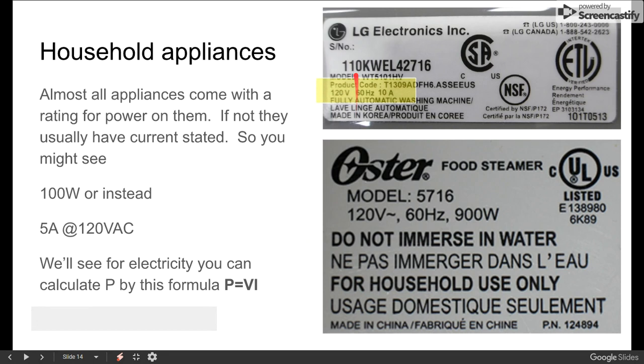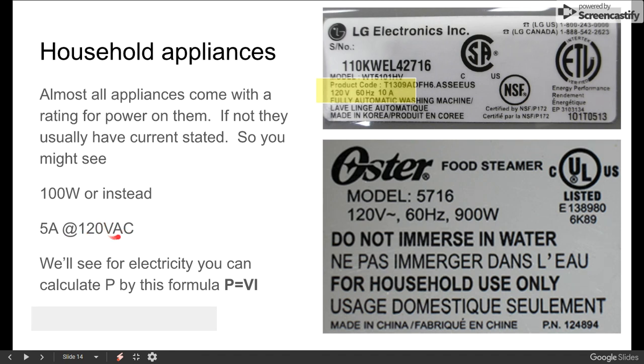One way is to state the voltage and the amperage. Now this is 120 volts at 10 amps. 60 hertz just means it's pulsating electricity. The combination of these two is what gives you your power. So instead of seeing 100 watts, you might have what's written on the appliance: 5 amps at 120 volts AC.